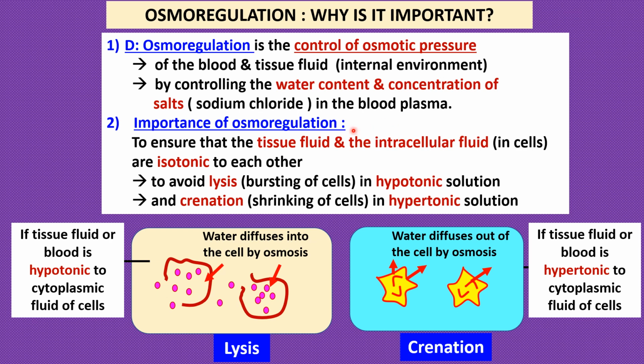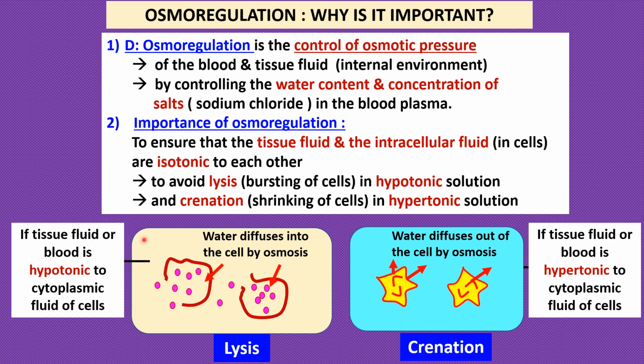So what is the importance of osmoregulation? It is to ensure that the tissue fluid and the intracellular fluid in the cells, or we call it the cytoplasmic fluid in the cells, are isotonic to each other, are of the same concentration, to avoid lysis or bursting of cells in hypotonic solution and crenation or shrinking of cells in hypertonic solution.